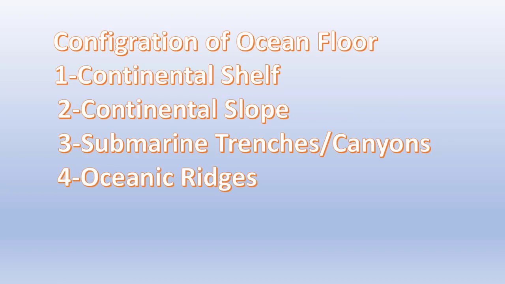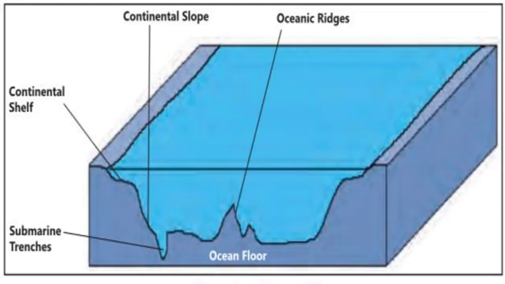Number 1, continental shelf. Number 2, continental slope. Number 3, submarine trenches or canyons. And number 4, oceanic ridges. Now we'll read about the ocean floor.